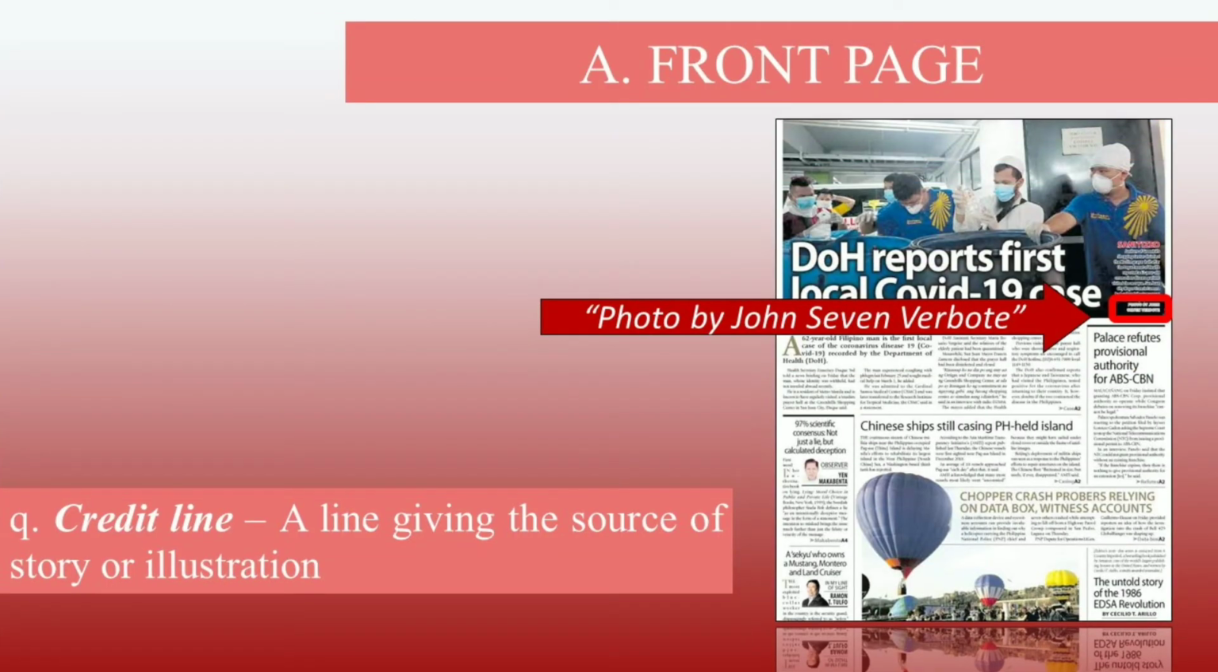Q. Credit line. Credit line pertains to the source of the story or illustration. It is always found at the end of the article or the illustration. In the newspaper, it gives the credits to the owner of the photo. And the example for it is photo by John Verboten. Remember, credit line is giving credits or source of the story.